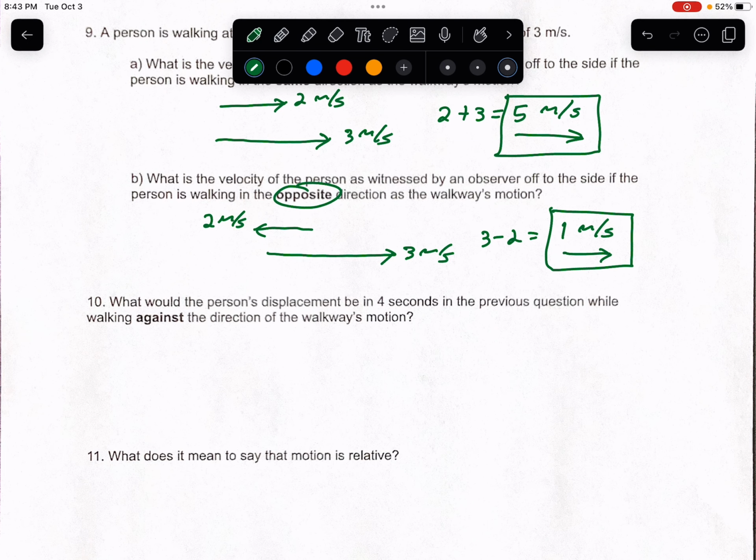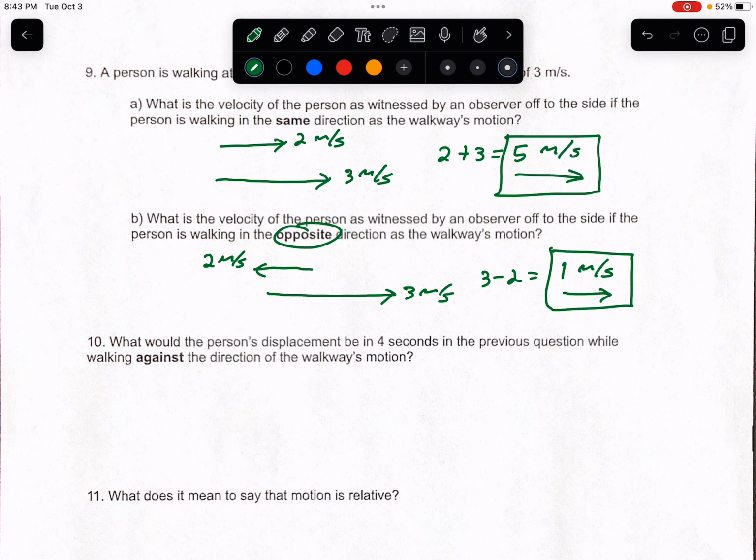What would the person's displacement be in 4 seconds in the previous question while walking against the direction of the walkway's motion? Remember I said the only equation we're using in here is V equals D over T. The velocity I found was 1. Displacement is what we're looking for, and my time is 4 seconds. So V equals D over T, so 1 equals D over 4. So we're going to get a displacement of 4 meters.